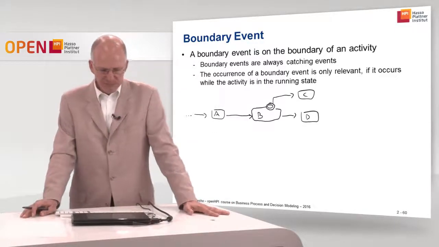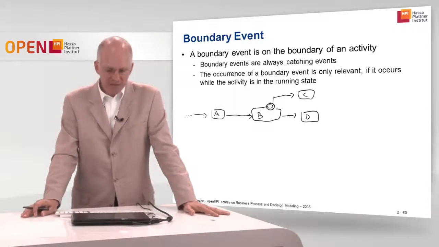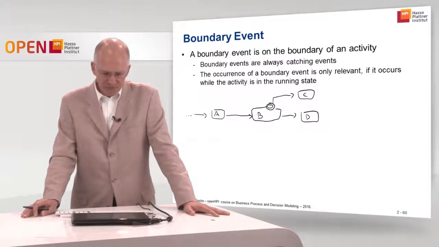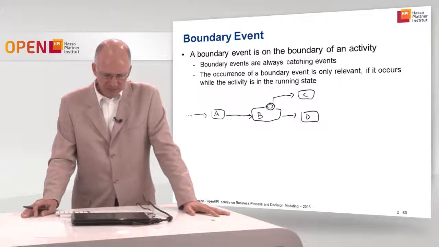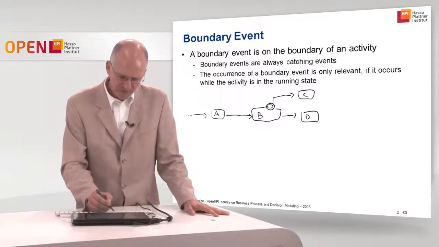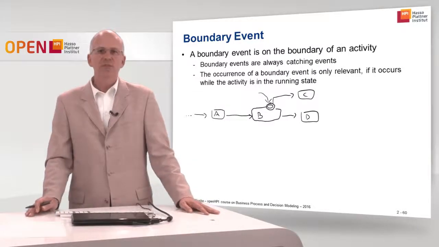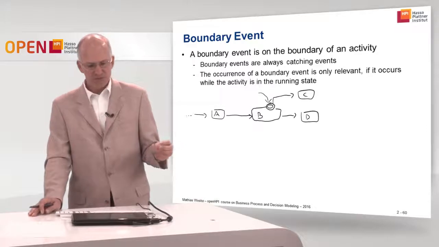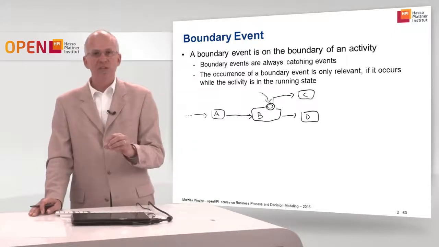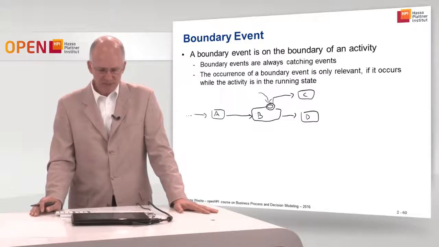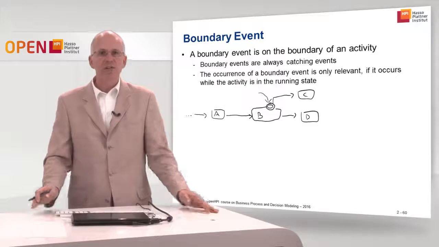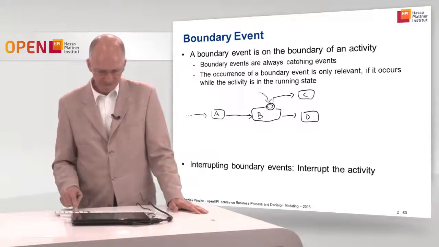The activity B has a boundary event, an intermediate event that is exactly on the boundary of this activity. And the occurrence of the boundary event is only relevant if it occurs while the activity is in the running state. So the occurrence of this event, that can for instance be a timer event, is only relevant if it occurs while B happens. If it occurs before B starts or if it occurs after B has terminated, it does not have any meaning. It's not relevant. The event is only relevant if it occurs while B runs.